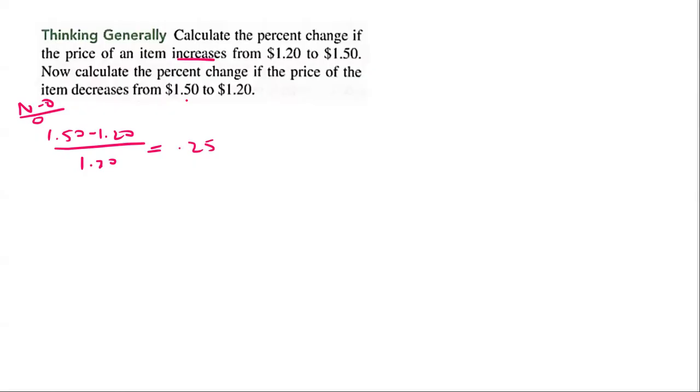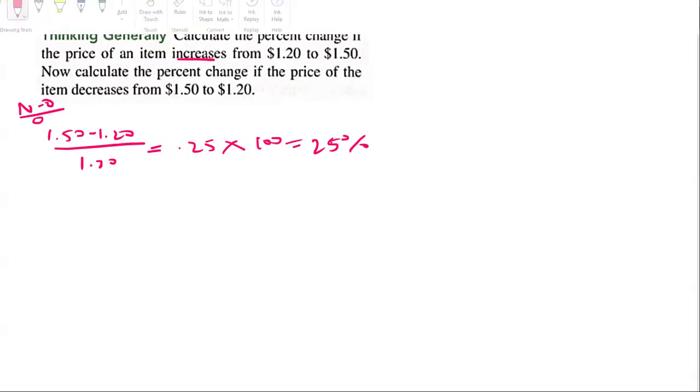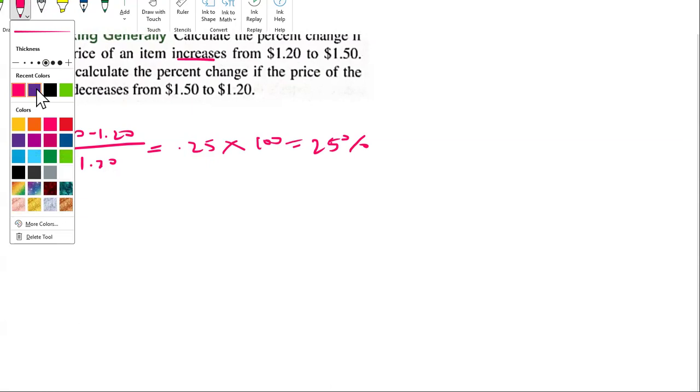Let me double check that. Okay, so we get 0.25, but again, relative change is a percent change, so that means our output should always be a percent. So we multiply this by 100 or move the decimal 2 places to the right, and you get 25%. Okay, so it's a 25% increase based off of this information.